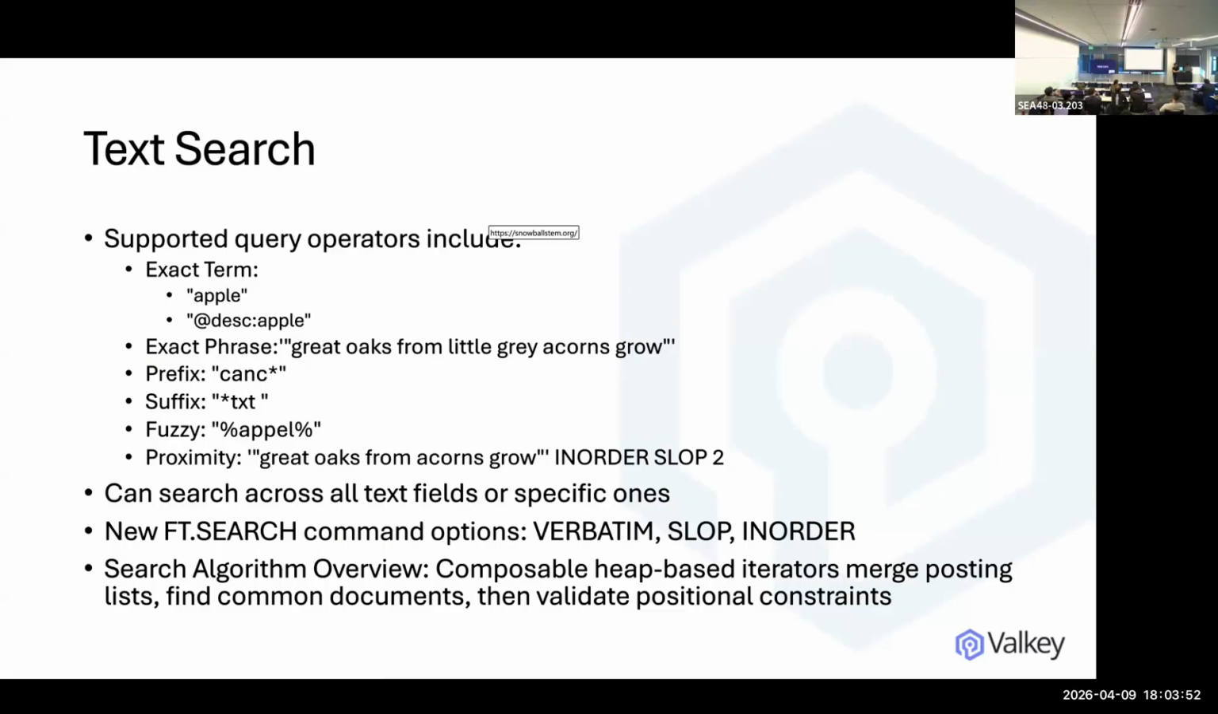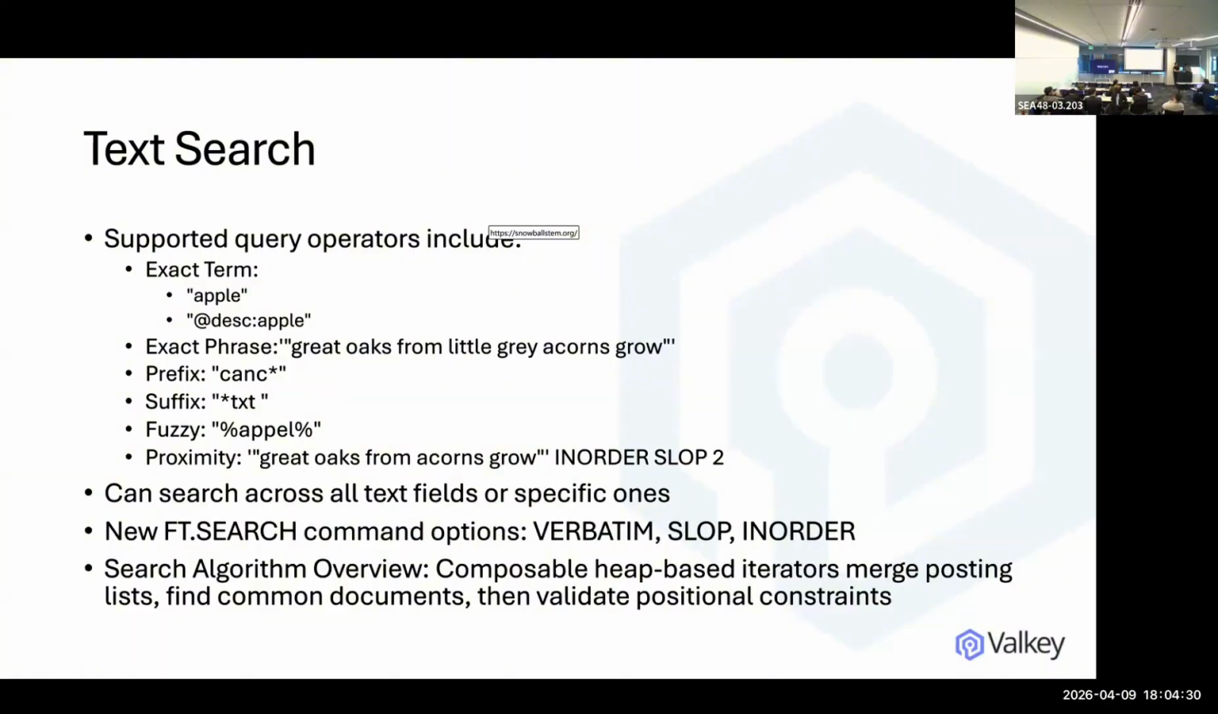So I can choose to have slop but not in order, or I can choose to have in order and slop, and I can choose the slop value which I want. So in this case, you can see that I shortened this query. I just said great folks from equal to grow, and this slop of true. So it's going to match a document that contains what we have in the first search, since there's a distance of 2 between them. And we've also extended the FT.SEARCH and FT.AGGREGATE commands to support some new command arguments like VERBATIM, SLOP, and INORDER.